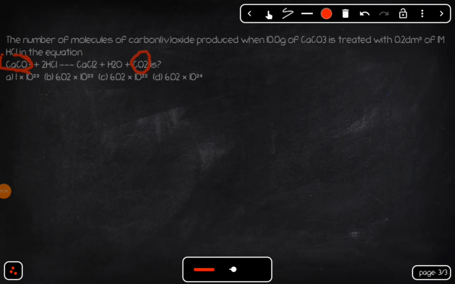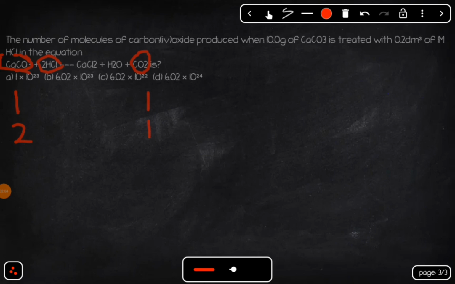Good. And they didn't stop there. They also made mention of HCl. They give us the volume and the molarity, that's the concentration, of HCl. So they asked us to concentrate on these two. So how are we going to solve this question? The first thing is to write out the mole ratios. 1 mole of CaCO3 from this equation will give us 1 mole of CO2, and for HCl, 2 moles of HCl is going to give us 1 mole of CO2.